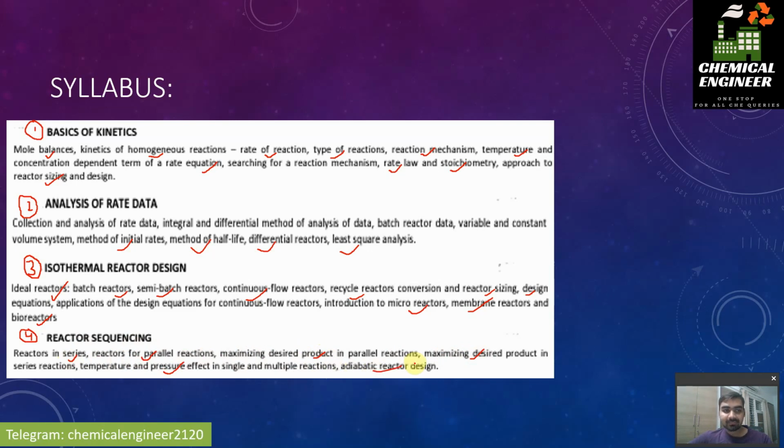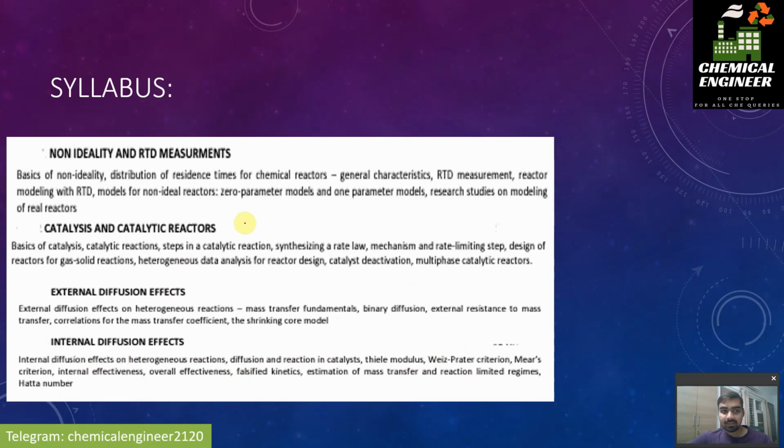So these four chapters we will be covering in the first 30 videos, and in the next 30 videos, overall we will be covering it in 60 videos maybe. We have the fifth chapter, which is non-ideality and RTD, that is residence time distribution. How to determine the time distribution in reactors. So for that we have different models like zero parameter model, one parameter model, tank in series model, and other models are there that we will see.